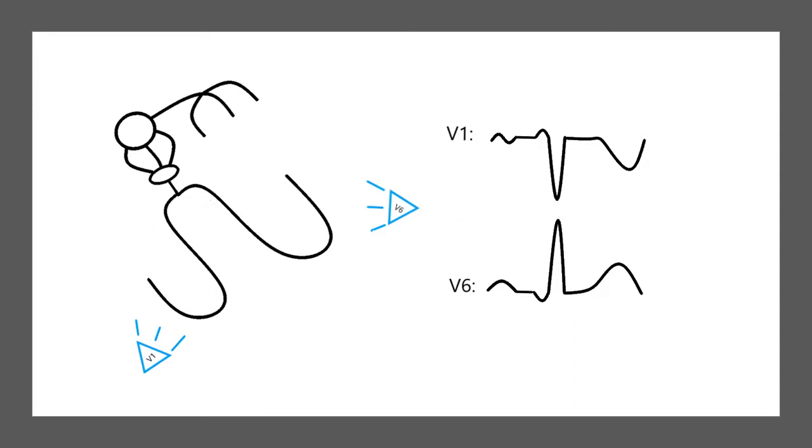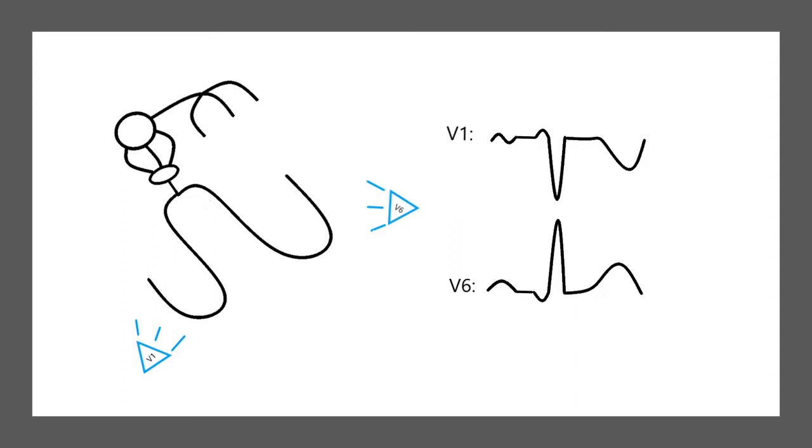Okay, and here's a completed drawing. So these are normal. Okay, they look a little wide because I can't draw, but in a normal person with no bundle branch block, with no aberrant conduction, the QRS complexes should be narrow, less than 0.12 seconds. But basically they should look like what you see on the screen.